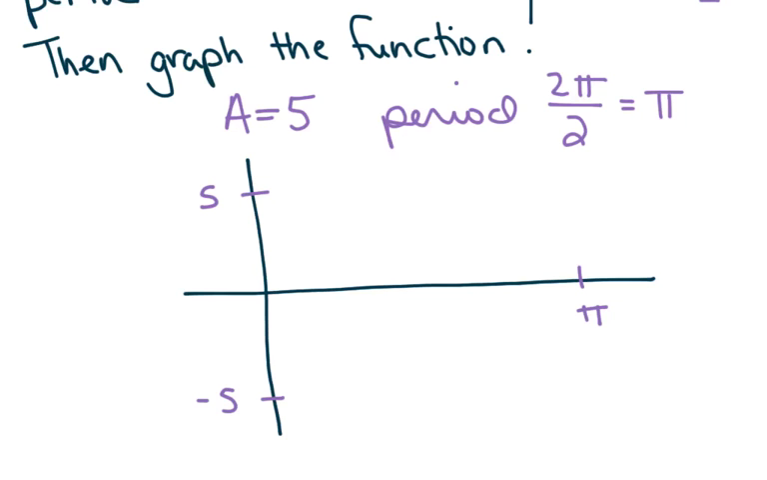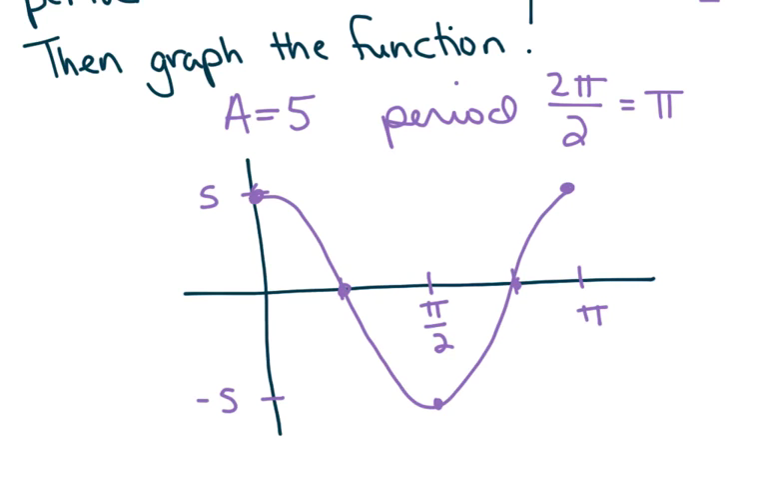So my graph is going to start at 0, and it's going to end at 1 pi. And since it's a cosine function, it's going to start and stop at its maximum, and somewhere in the middle it's going to hit its minimum. Well, what's between 0 and pi? Well, half a pi, right? And then in between those, it's going to hit the x-axis.